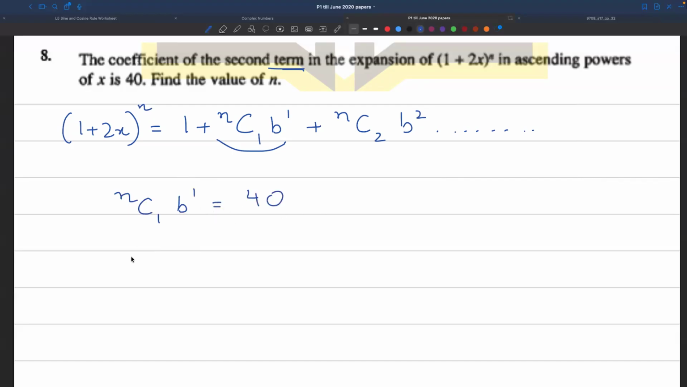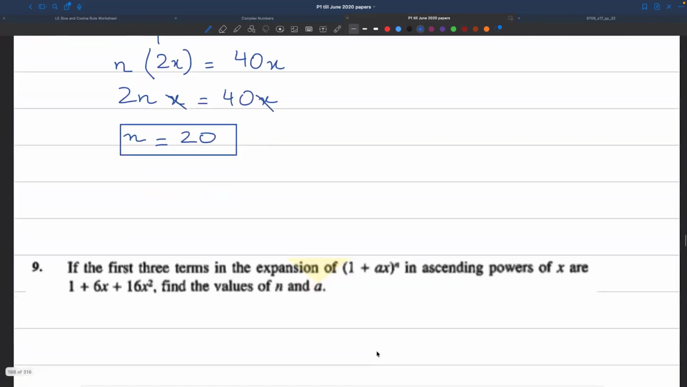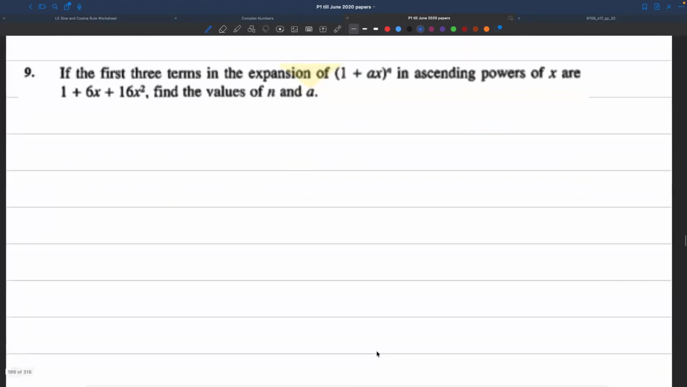The coefficient. So nC1 is n. I hope everyone remembers that. In place of b, I have 2x, and the coefficient of x is 40x. So I can just write it as 40x over here. So can I say, I think everyone can observe, cancel out the x, n will be equal to 40 upon 2, which is 20, right? Very easy observation. Okay. Next question.